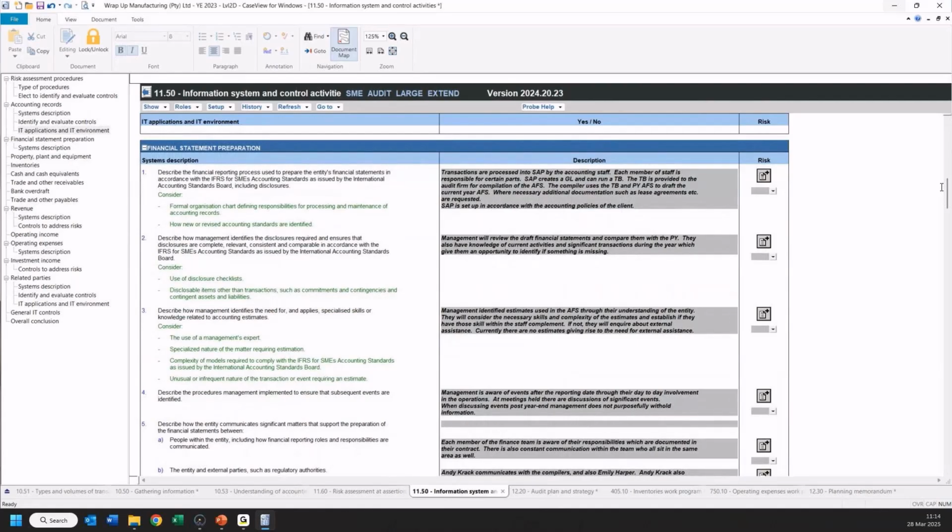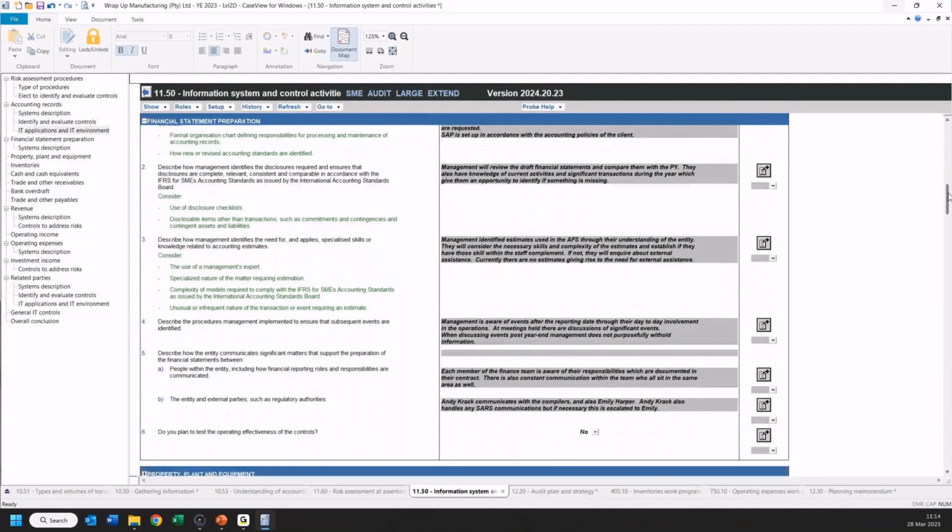So we've said we need a system description of how financial statements are prepared, what information is used. You can see here we refer to SAP that's used. We can refer to specific things: the process, the documents that are used, management reviewing the draft financials, who does what, IT is involved, what if things are wrong, how are they corrected. All those things from the slides from earlier on. What do we need in our information system and communication?